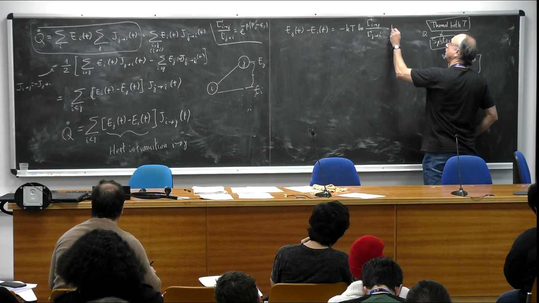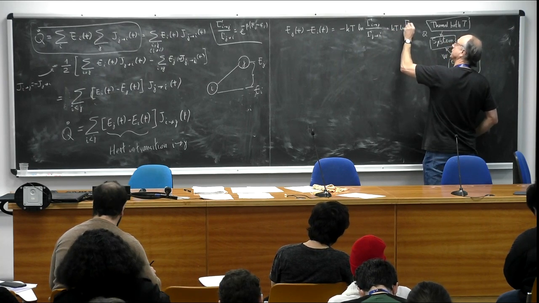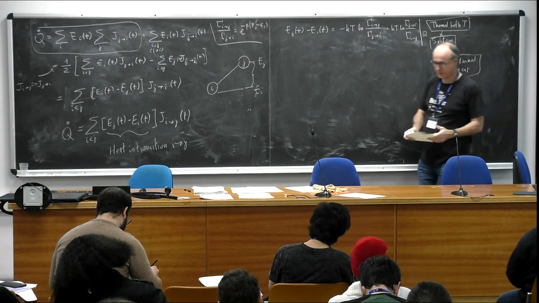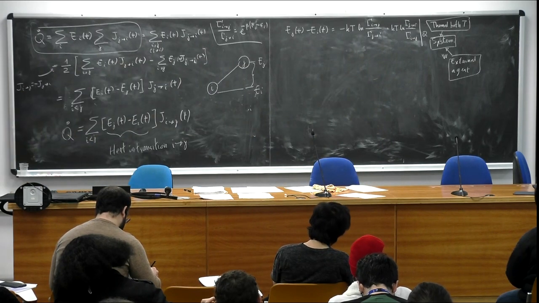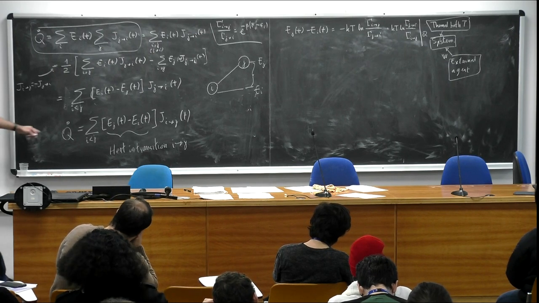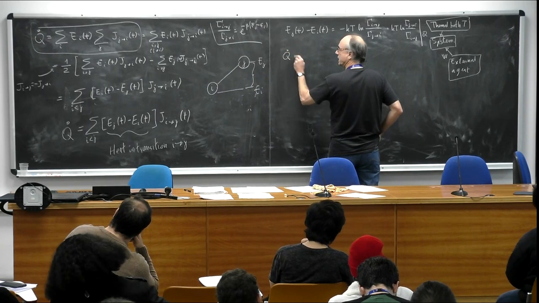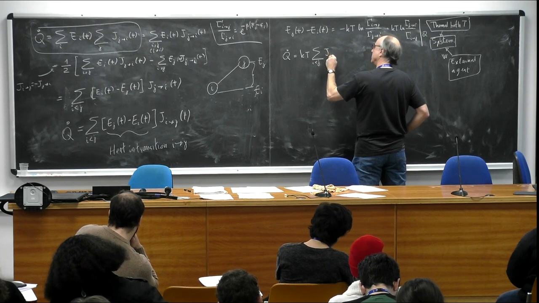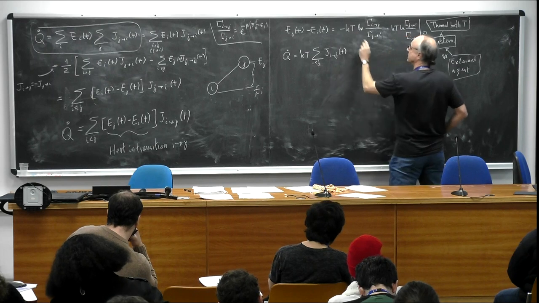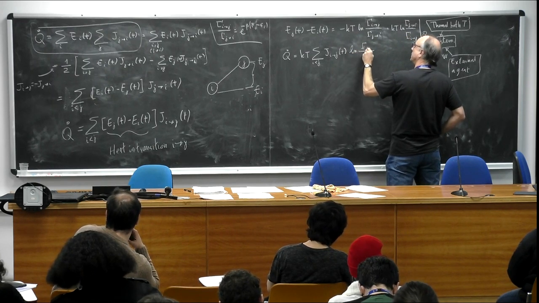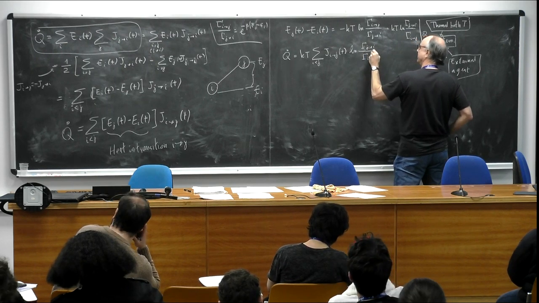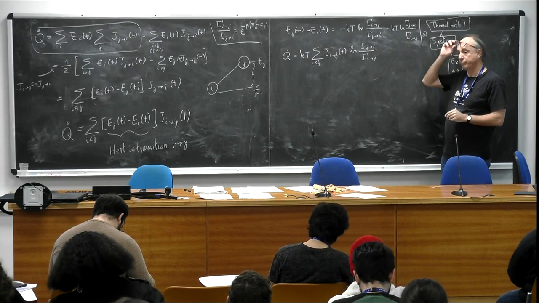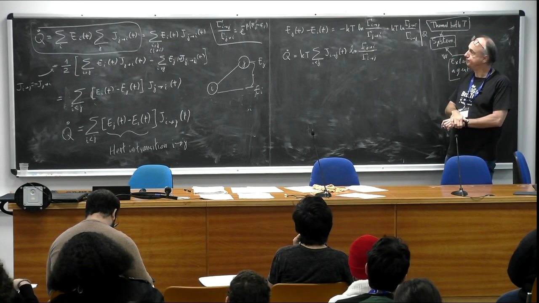Or using the i's and j's different from the notes, but it's okay. You have to be careful with the indexes. So we can also write the heat as kT, the sum over i smaller than j of the current times the log of gamma ji and gamma ij. And we are going to use this now, in a moment, to derive a second law for these systems.